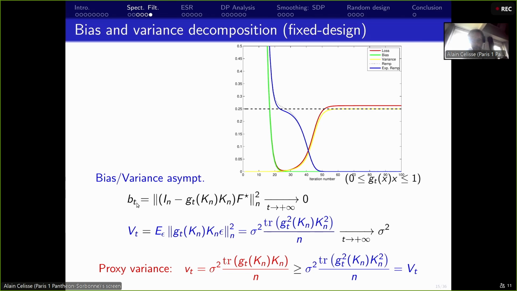The other ingredient I need is this one. I introduced the variance term, capital Vt, and in what follows I will also consider what I call the proxy variance, small vt. The difference is simply that the proxy variance is an upper bound on the variance term: you remove the square on the g_t of Kn quantity within the trace. This is expected because the eigenvalues of g_t of Kn are sandwiched between 0 and 1, so when you square them you get something smaller. This is why you have this nice upper bound. Now everything is in place to introduce early stopping in more detail.